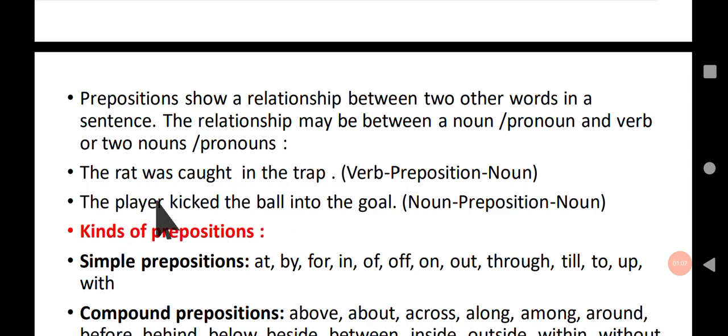For example, see here. The rat was caught in the trap. Caught is a verb, in is the preposition, the trap is the noun. So it can show the relationship between a verb and a noun, or it can also show the relationship in this way. The player kicked the ball into the goal. The ball is a noun, into is a preposition, the goal is a noun. So it can also show the relationship between a noun and a noun. Thus, a preposition can show a relationship between a noun and a verb, or between two nouns or two pronouns. Right?